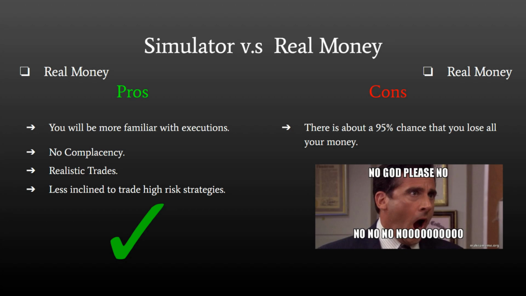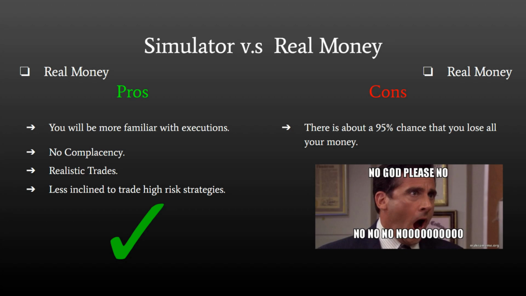So one of the pros of using real money is that you'll be more familiar with executions. That emotional tie that you'll have to your money will be there 100% because you're using your money. You wouldn't have to go through that battle of convincing yourself that the simulator is real money. So no complacency. Whenever you lose, you'll be trying to figure out ways to get better. You'll be taking realistic trades, even if you don't want to. You'll be forced into it. If there's 1 million shares outstanding and you can only afford so many shares, you can only afford so many shares. And you're less inclined to take high risk strategies and high risk trades.